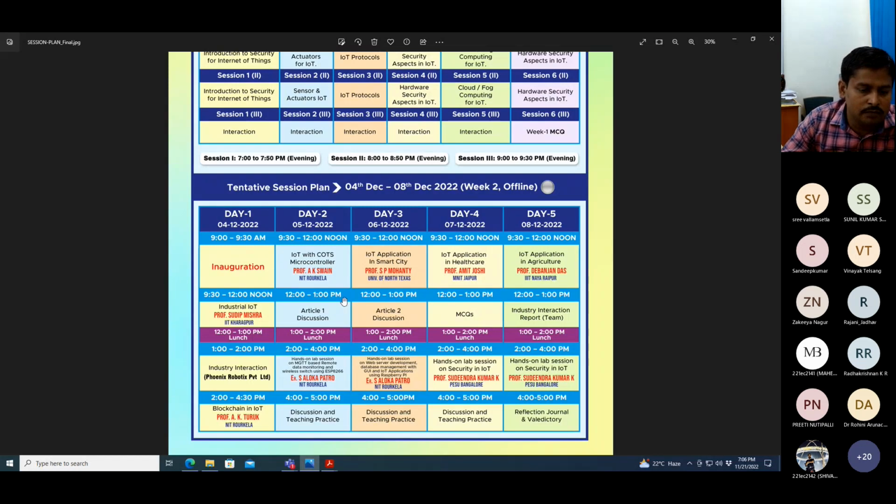Followed by that, we have invited Professor Sudhir Mishra sir from IIT Kharagpur, who has written two books on IoT, and he is also working in the IoT area in the IIT Kharagpur CS department. Then we have an industry interaction with one of the startup companies from our institute, which has now built up to a company of crores.